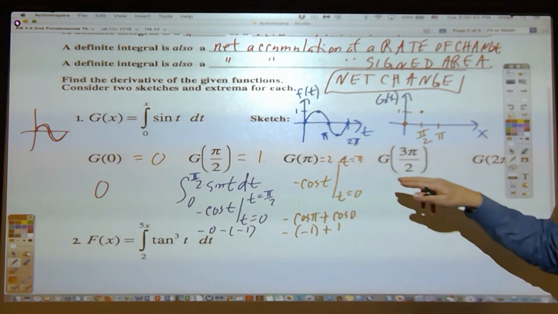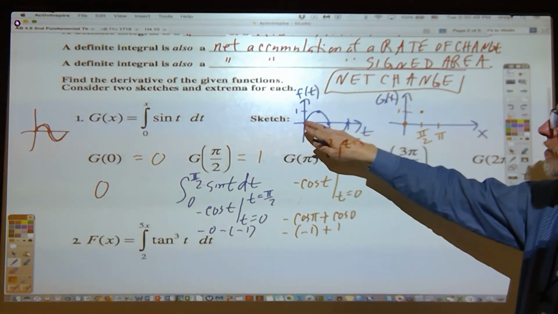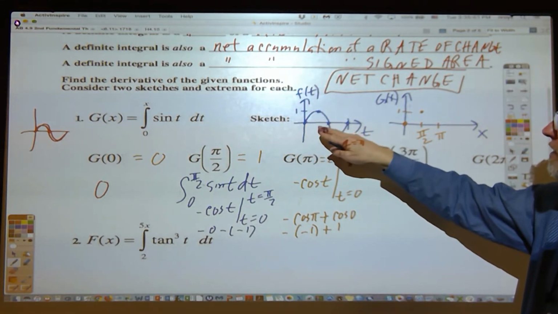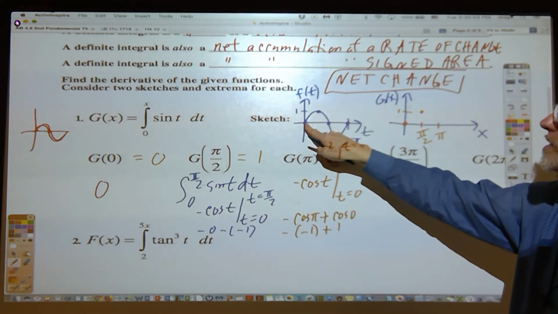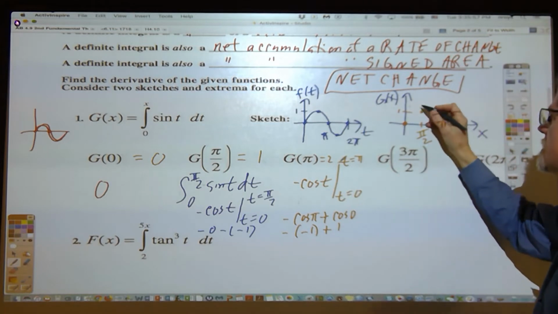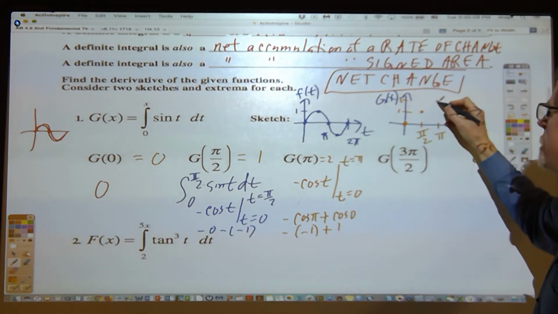So that makes sense. Remember, we said that the area under the sine curve is, well, on my daughter's birthday cake, I put the definite integral from 0 to pi over 2, which is 1. So it stands to reason that if you go from 0 to pi, that would be 2. And that's what we see here as we check it.